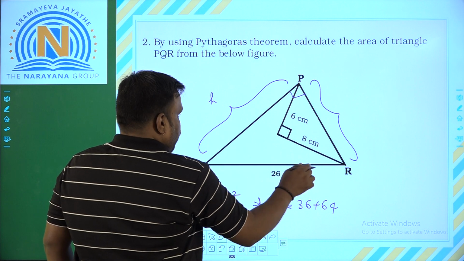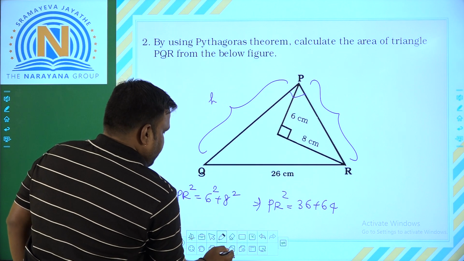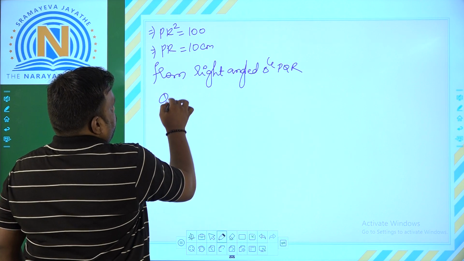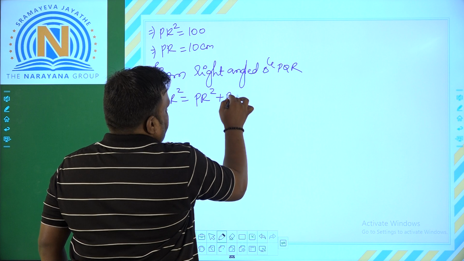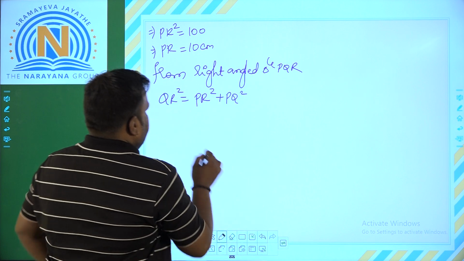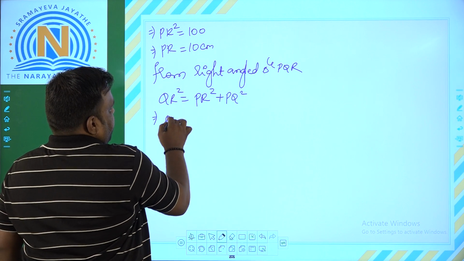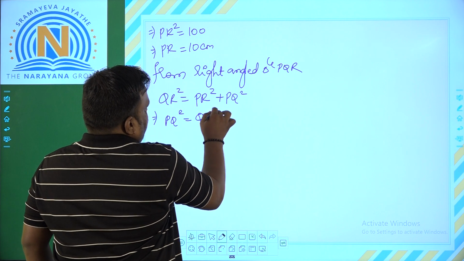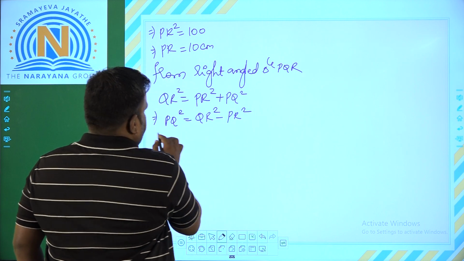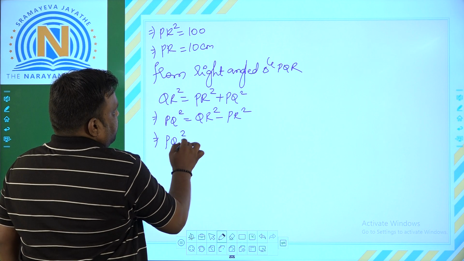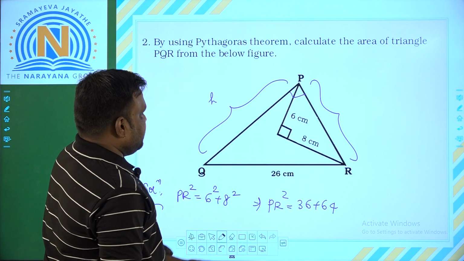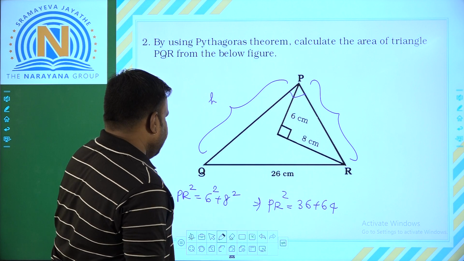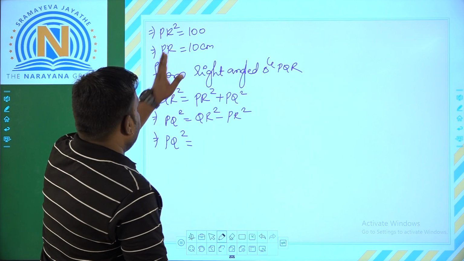then QR square is equal to PR square plus PQ square. So here I have to find out PQ. That means PQ square is equal to QR square minus PR square. So from here, PQ square is equal to, QR is 26 and PR just now you got as 10.